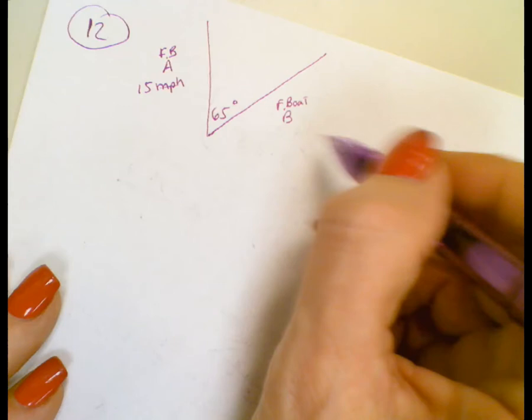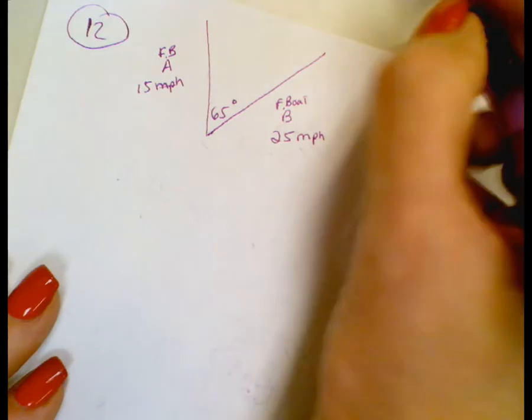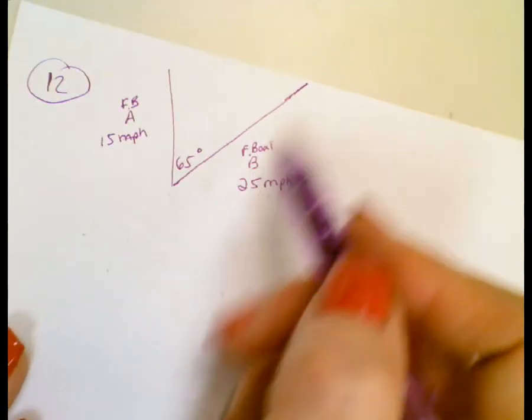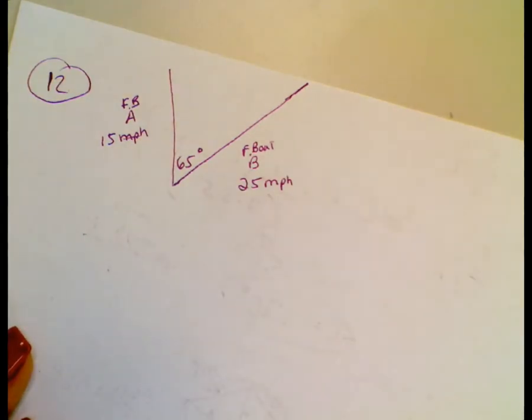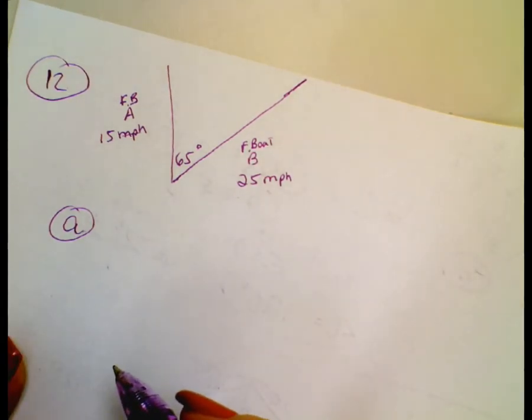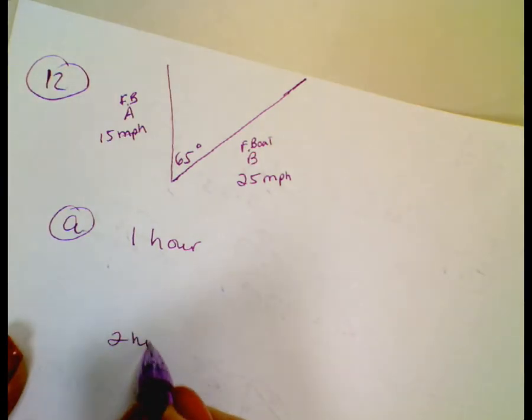The second boat is faster at 25 miles per hour. Okay, so it's going to go a little further, it looks like, because it's going to be going faster. Does it make sense? This one should be longer because it's faster. How far apart are the two boats after 1 hour? And then after 2 hours?